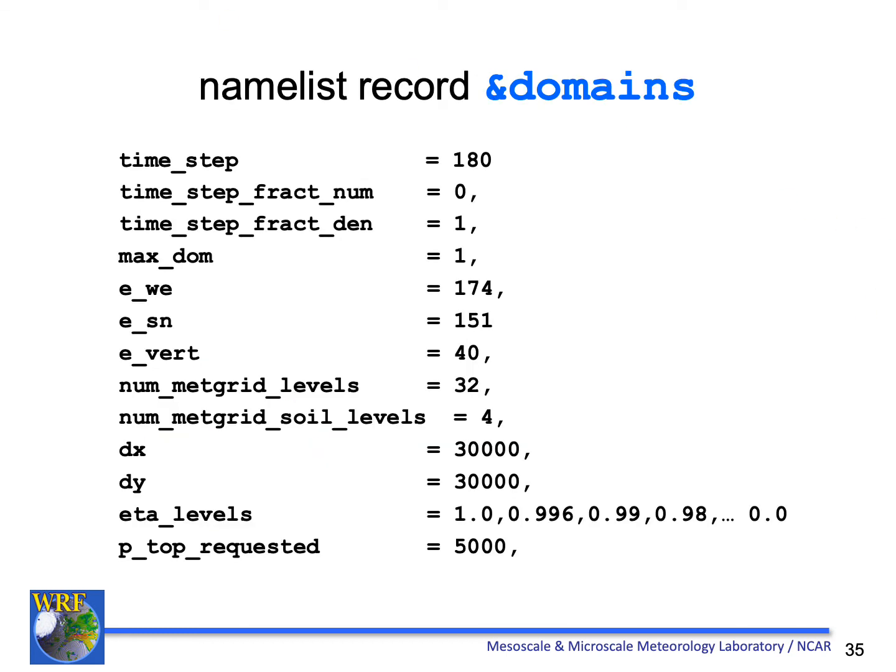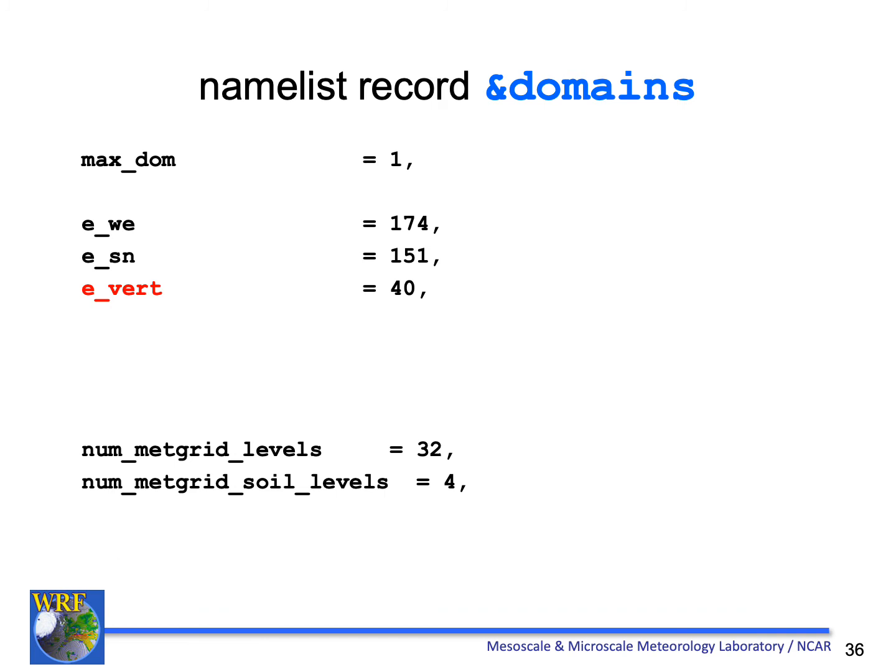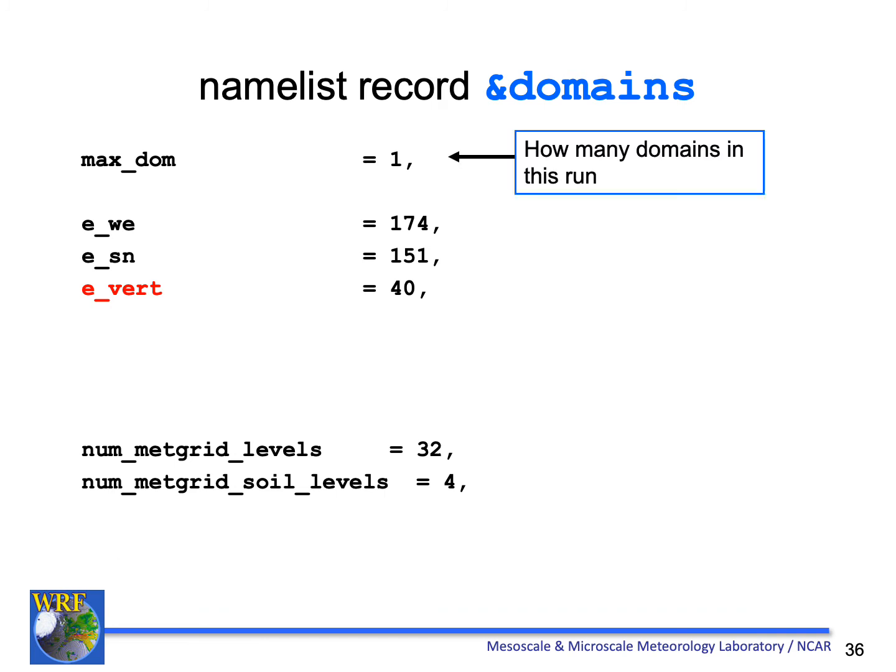Now we're going to talk about namelist record domains. This slide shows a partial list of the variables in that namelist record. max_dom. This variable defines the number of domains we run the model with. For a single domain run, this is set to 1.